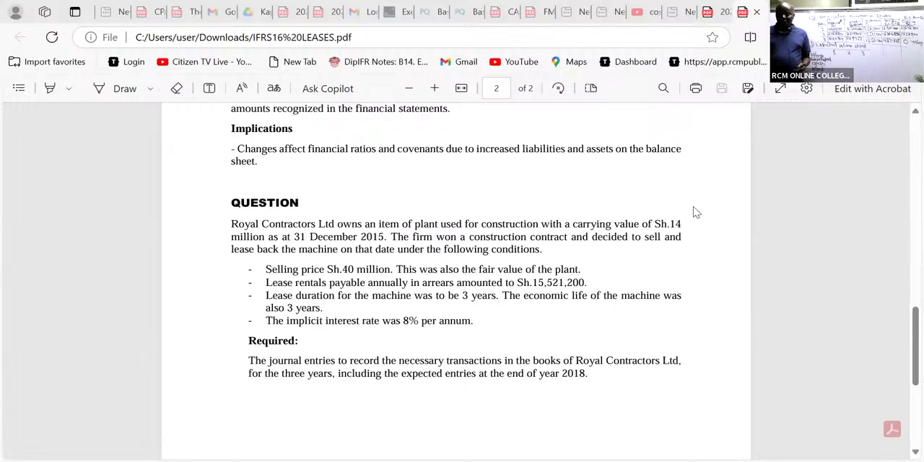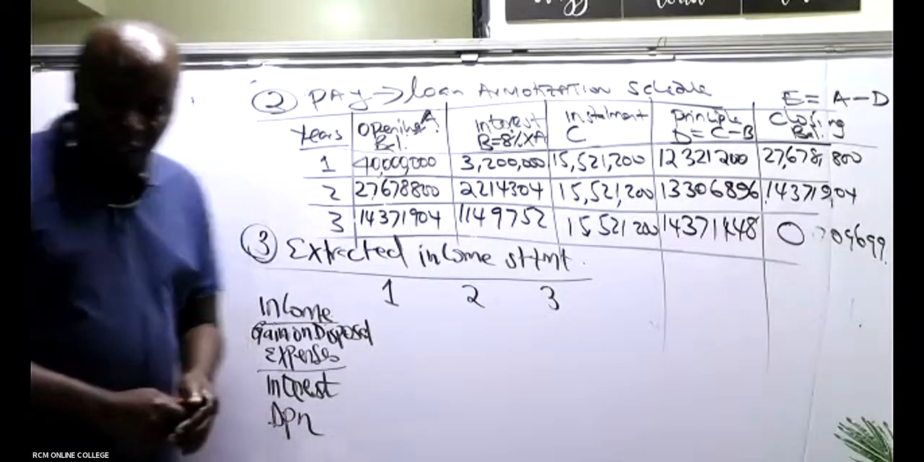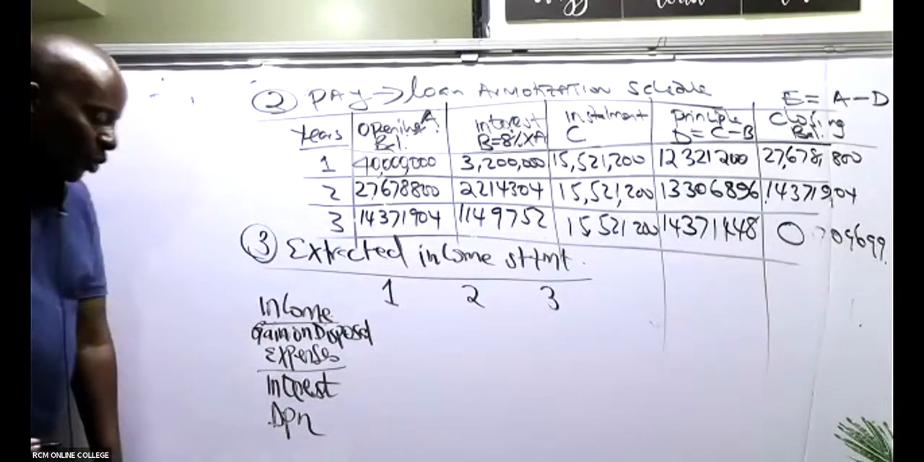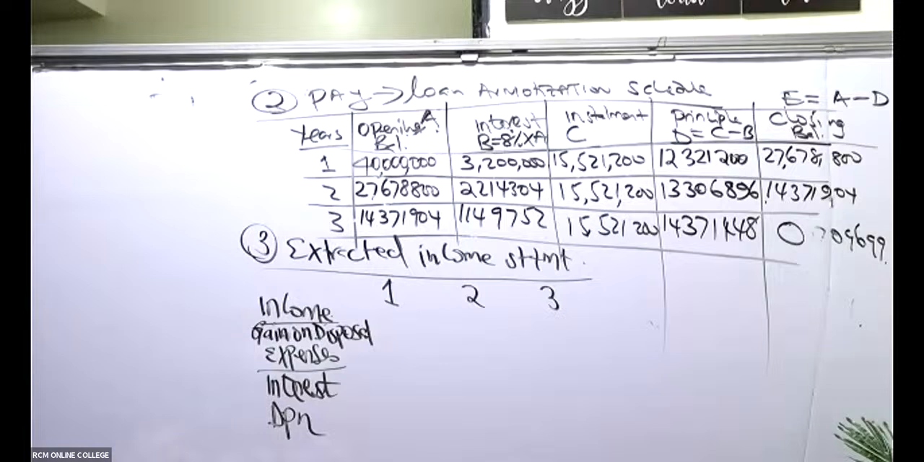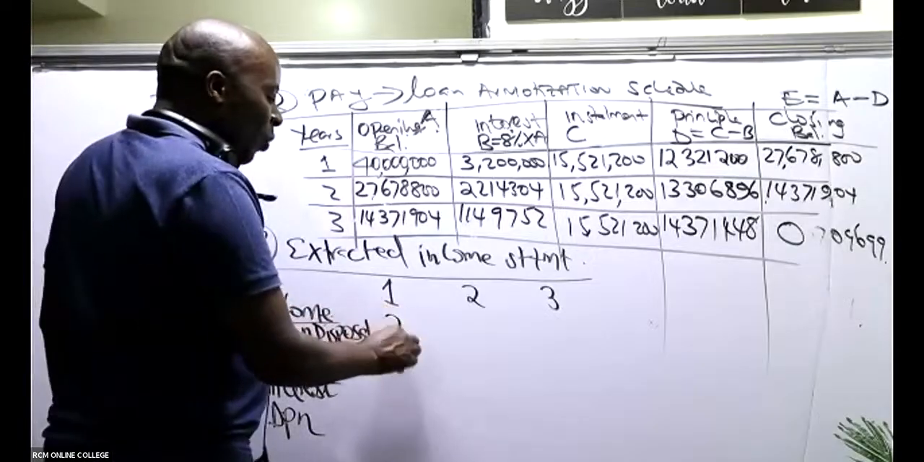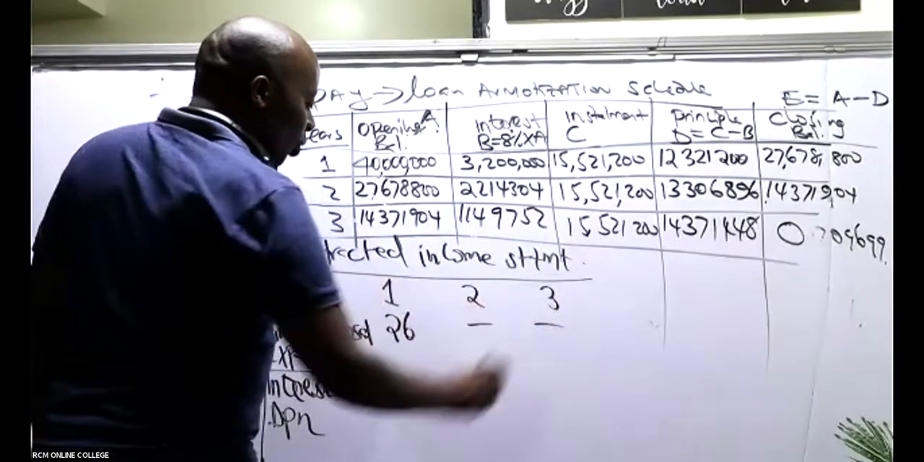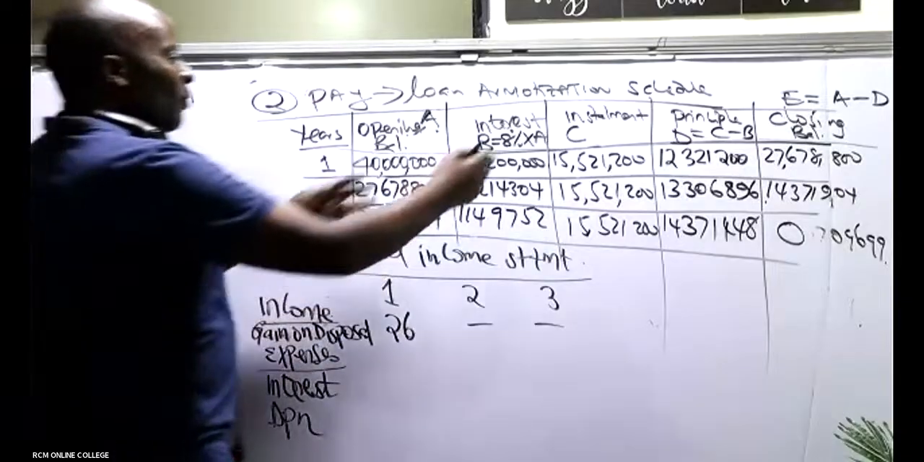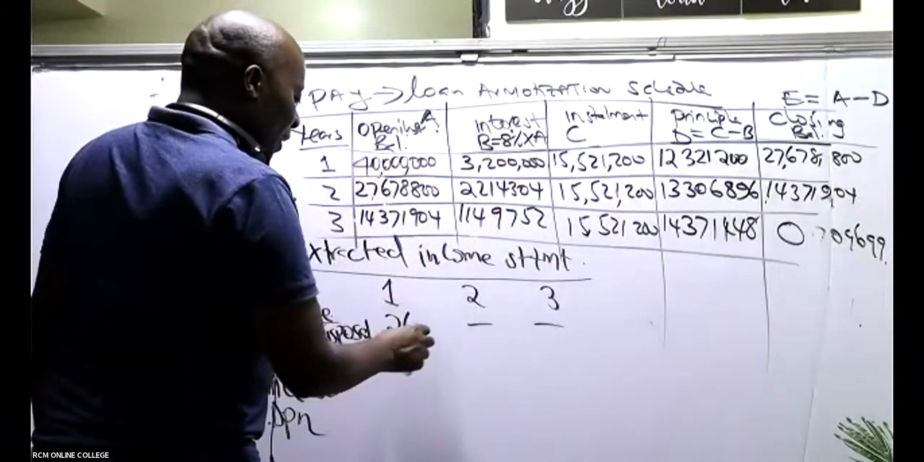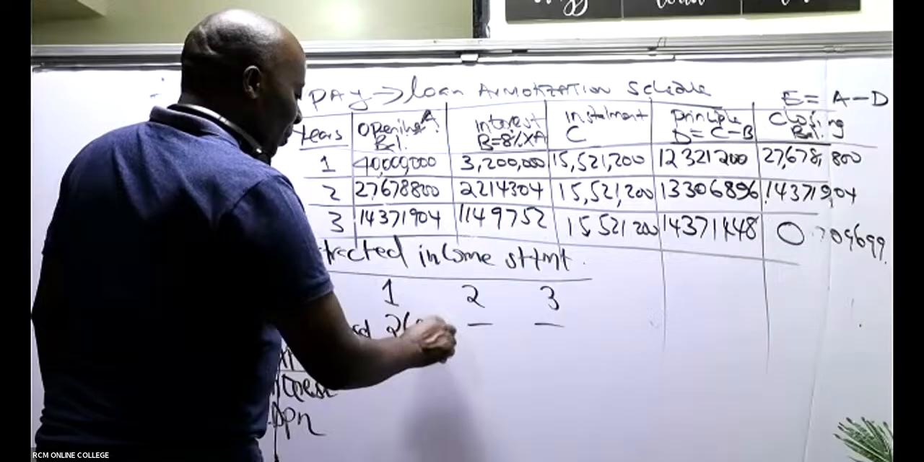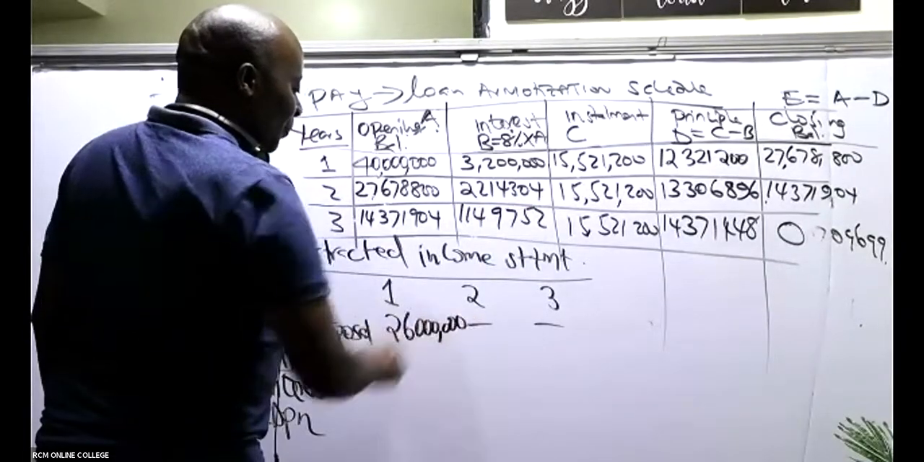So then 40 minus 14, that will give us how much? Somebody please give me that figure. 40 minus 14 will give me a disposal income of how much? 26. Remember, that will be booked in year one. Nowhere here, nowhere there. So this then has to be 26 million, just to be consistent.